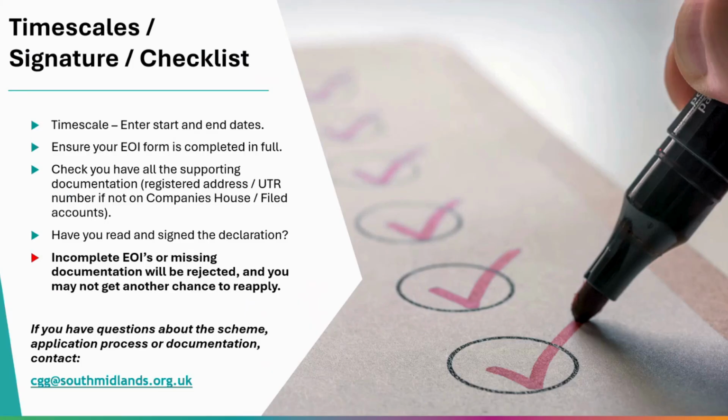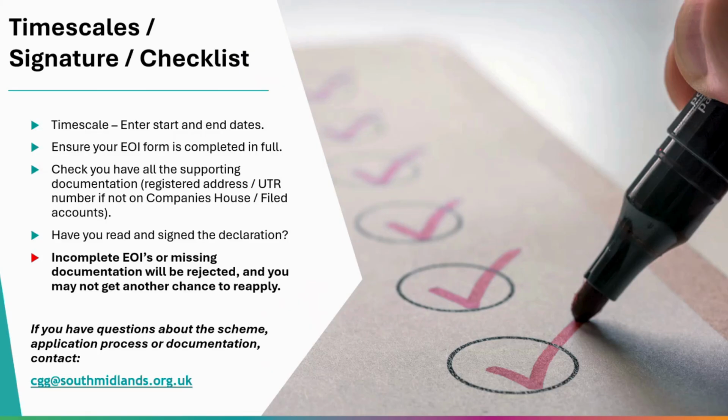So with regards to timescale, signature, and the checklist, the timescale will ask you to enter your project start dates and when you expect the project to end. We ask you to ensure that your EOI form is completed in full. Check you have all the supporting documentation, such as your registered address, UTR number if not on Companies House, filed accounts information, all uploaded. Have you read and signed the declaration?